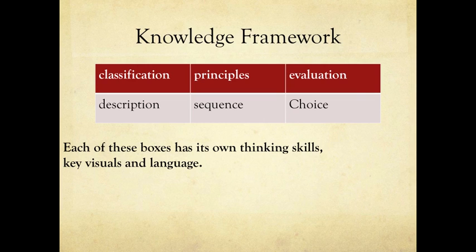So each of these boxes has its own thinking skills. For different knowledge, we have different thinking skills, and we have different key visuals. When you visualize this knowledge, you will draw up different charts. And for different kinds of knowledge, we use different types of language to express a specific type of knowledge. For example, for classification, you probably will use language like is classified as, is divided up, something like this. And compare and contrast is nested under description. So compare and contrast is a way to realize description.